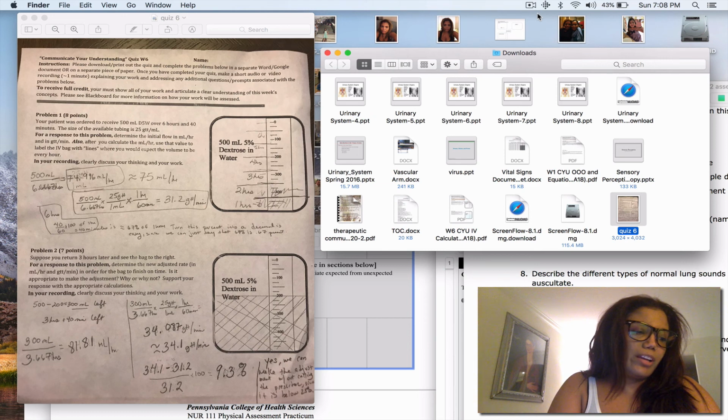And at that point, in order to finish at the same time, we need to increase the rate to 81.81 milliliters per hour.